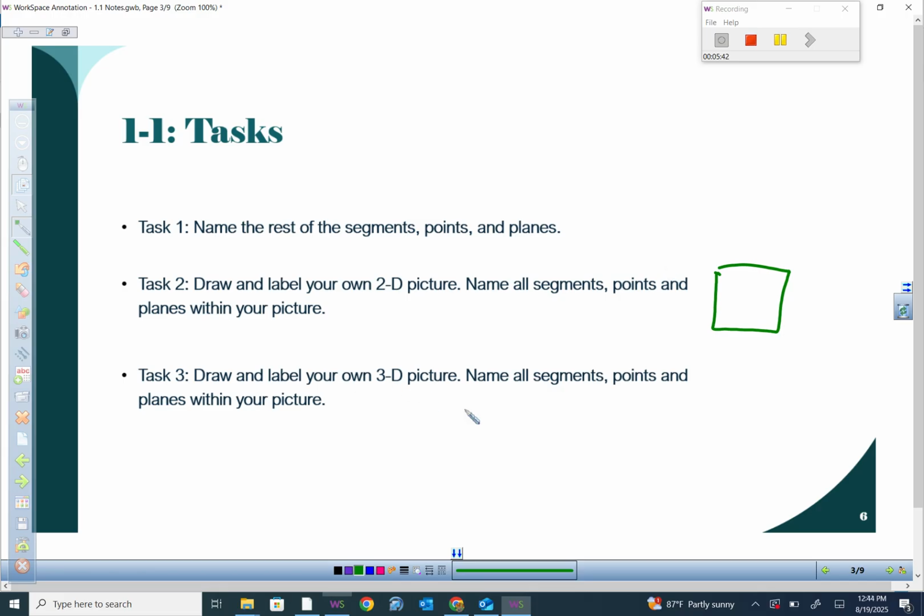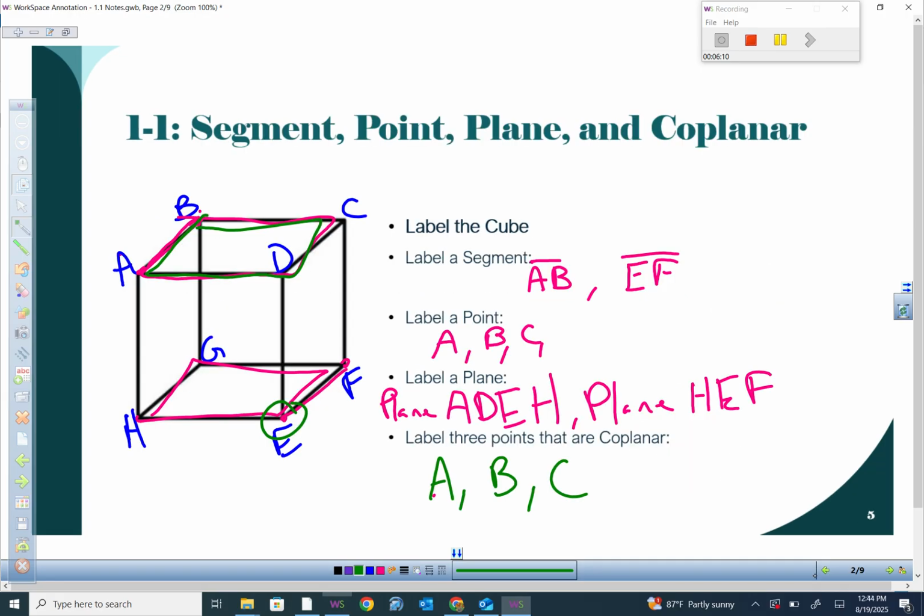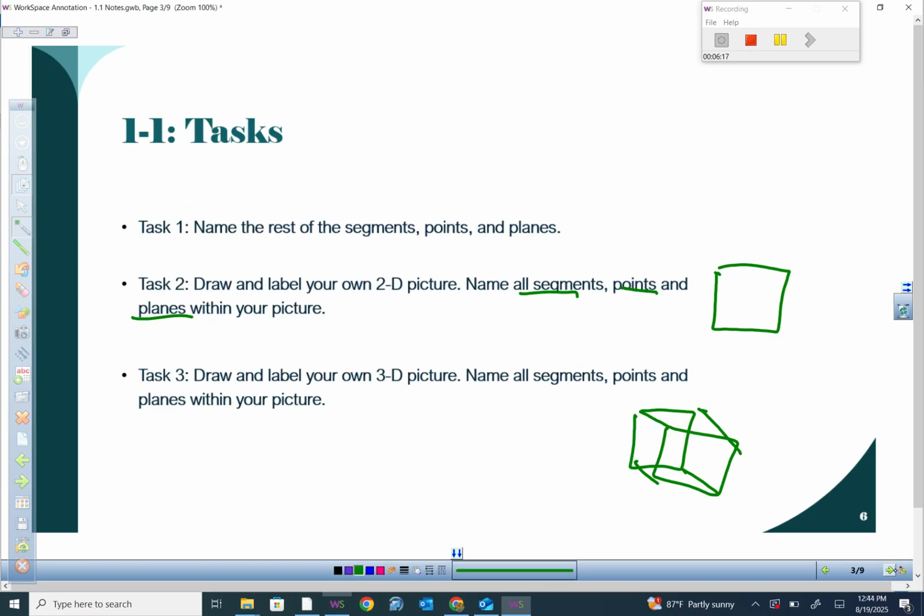And then you're going to do the same thing, but with a three-dimensional picture. So I'm really good with cubes. You make whatever three-dimensional picture you want and do the same thing. So you're going to label it, put all the letters on the points, right? And then you're going to name all segments, points, planes with the 3D picture. So step 1, go back to this picture, use the letters, and go ahead and do that. And then go on to step 2 and 3.